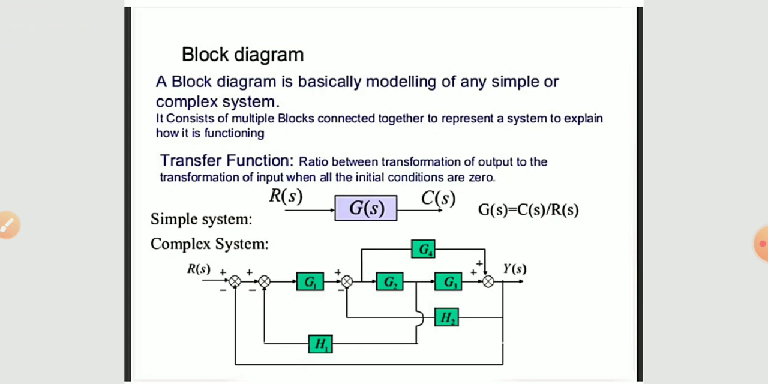So we have many elements for the block diagram. Generally, three basic elements are used in the block diagram technique. First, block, second, summing point, and third, branch point.